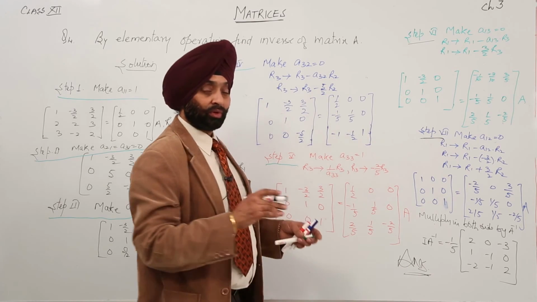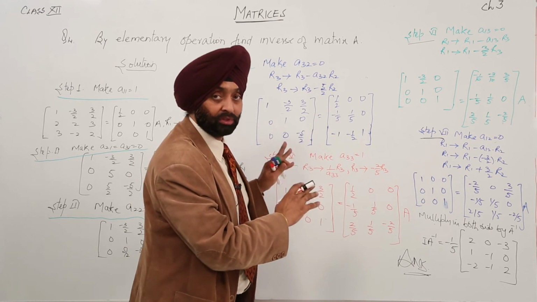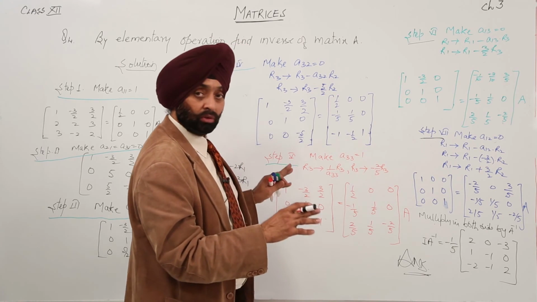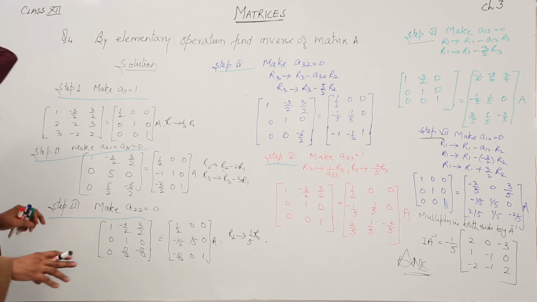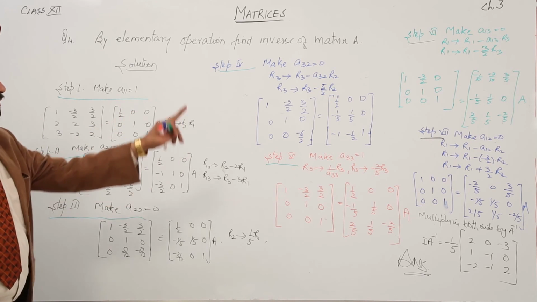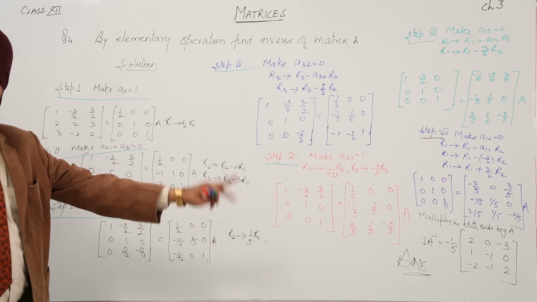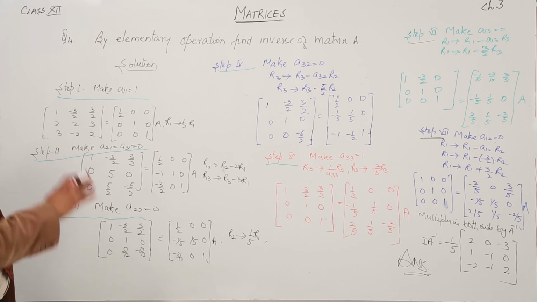Now you have to check once again. The whole whiteboard is in front of you, so you can check it. Just go step 1, 2, 3, 4, 5, 6, 7 and finally the inverse part. Whole of the steps are in front of you.